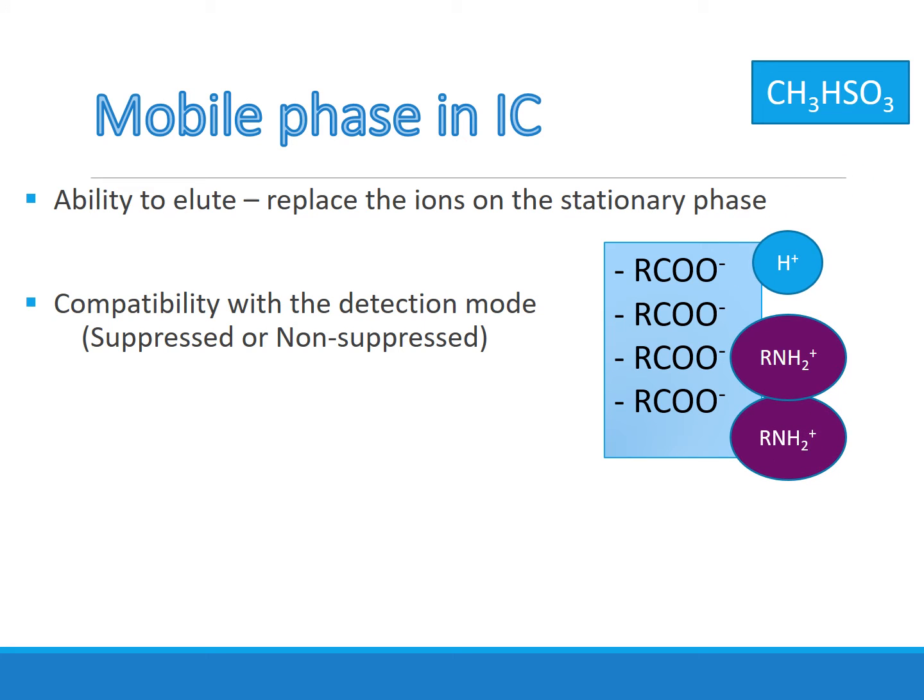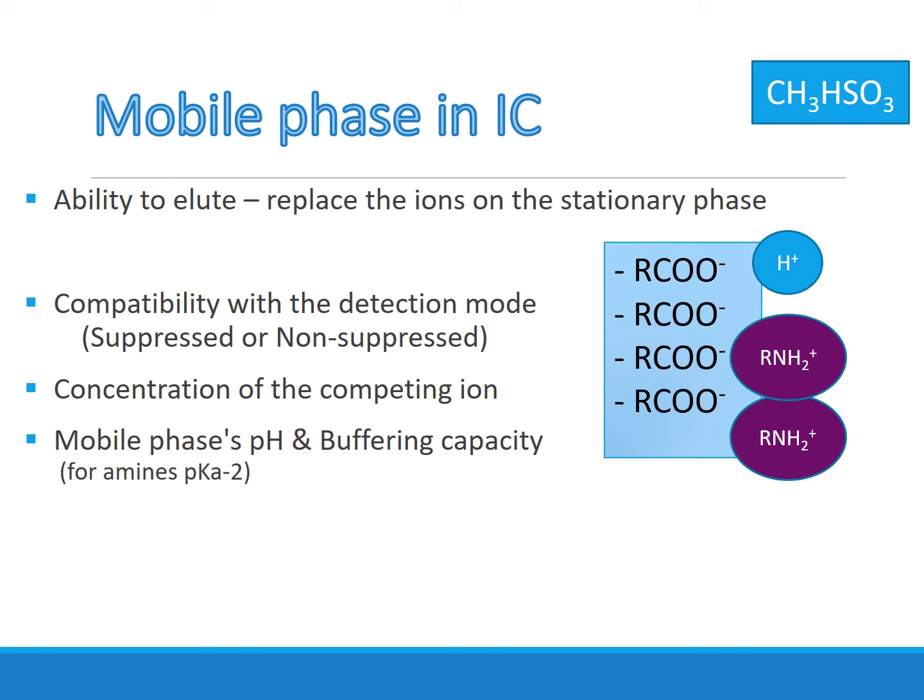Now, what is important about the mobile phase is also that it has to be compatible with the detection mode. So, in the case of conductivity, if it's highly conductive, we might have to suppress it. We will be talking about suppression a little bit later. We have to look at what is a suitable concentration of the competing ion, of that proton. If it's too high, we might have too high conductivity and interference with the detection. If it's too low, we might not be able to elute the target analytes.